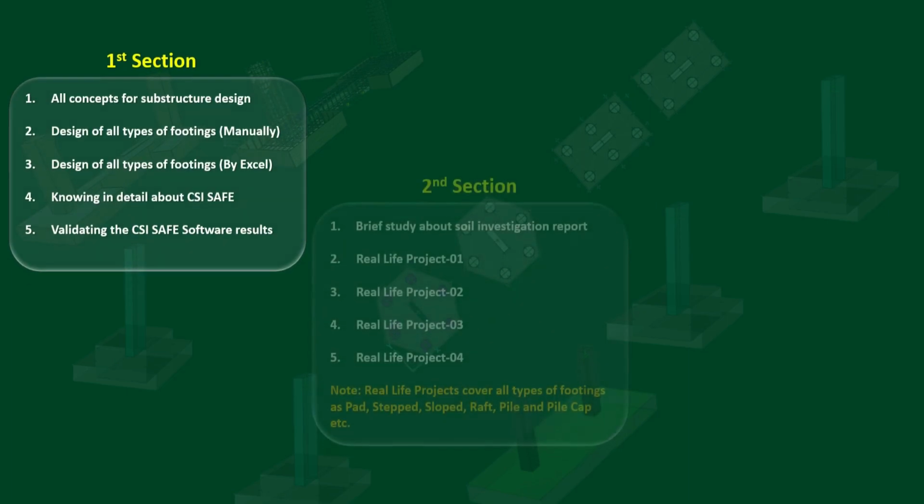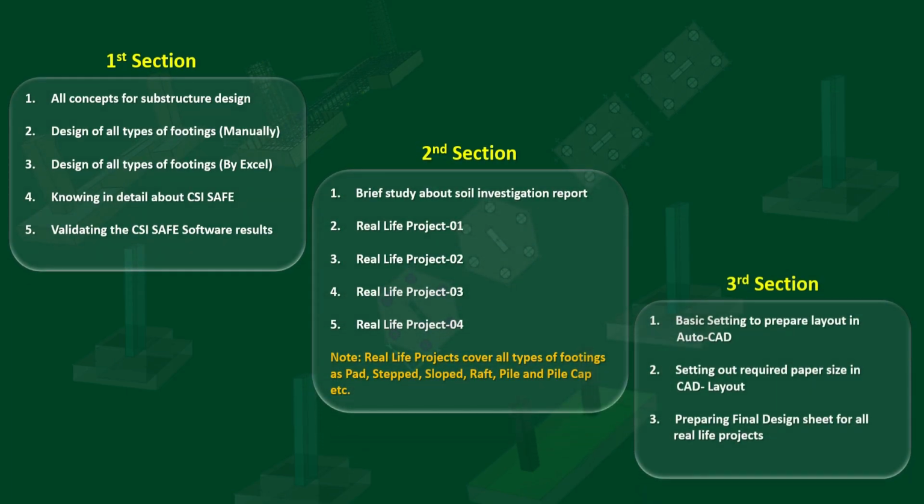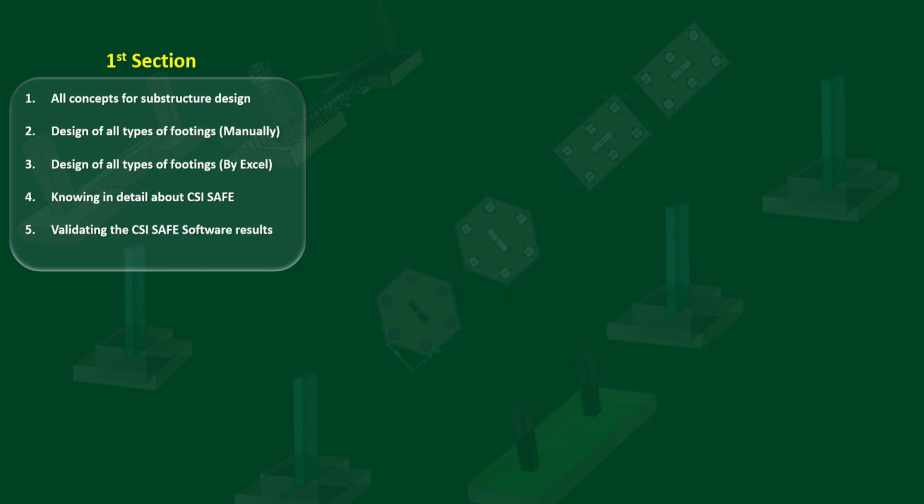This complete training we are going to cover in 3 sections: first section, second section and third section. First of all, try to understand what we are going to cover in each individual section. Here we are going to consider that you don't know anything. We are going to start everything from scratch. In the first section, there will be all the concepts for the substructure design. Very basic things we are going to cover here.